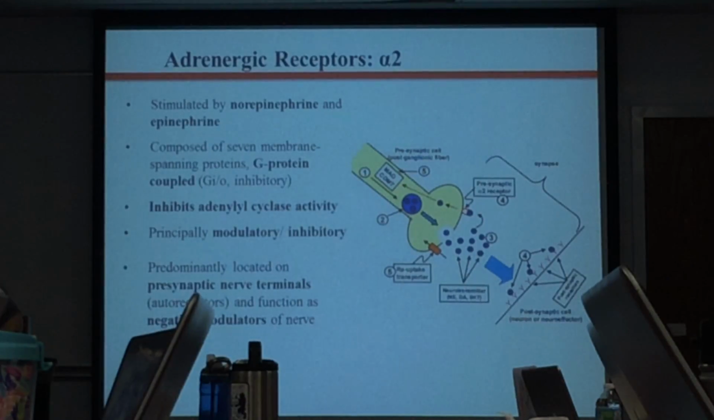Gi/Go is inhibitory, inhibiting adenylyl cyclase activity. It's located on the presynaptic nerve terminal, so it's an autoreceptor. What is an autoreceptor? I know Tyler knows. Who else knows? What is an autoreceptor?